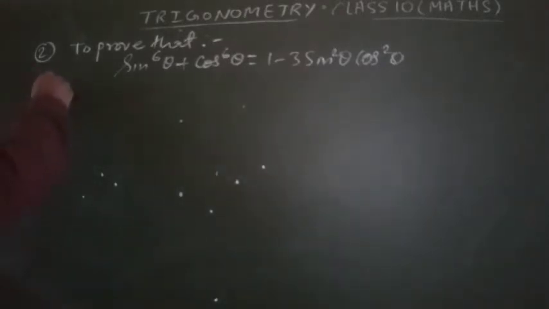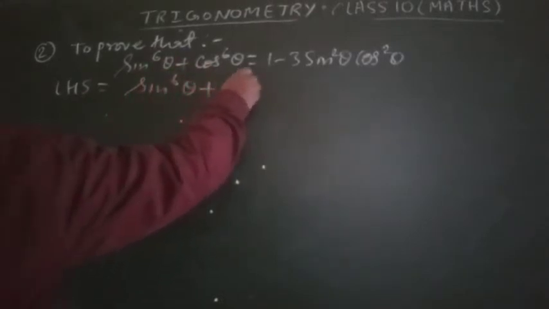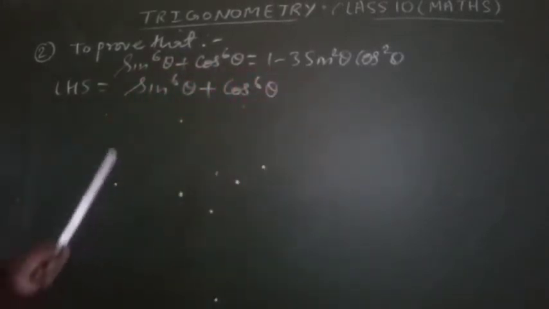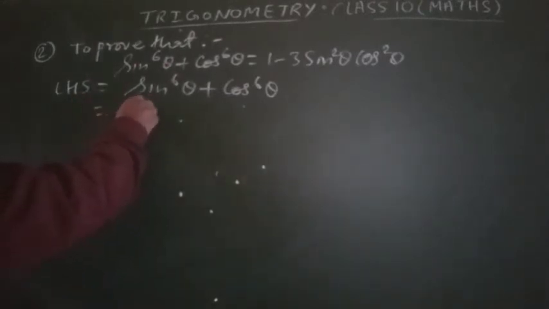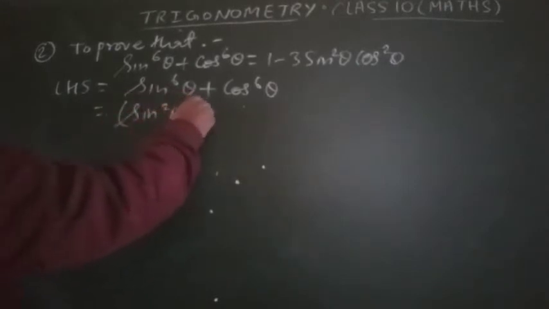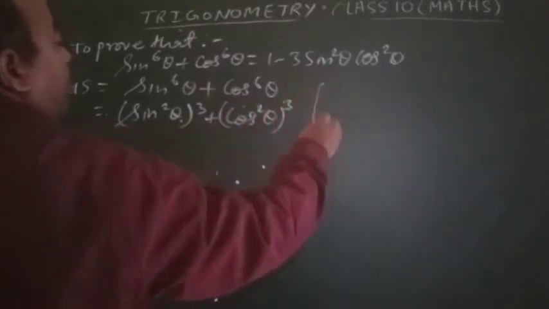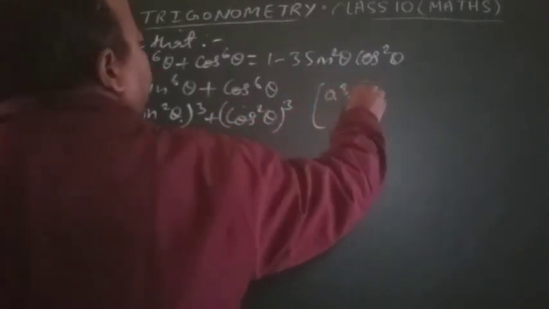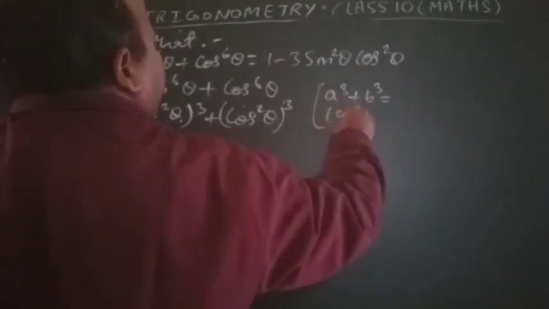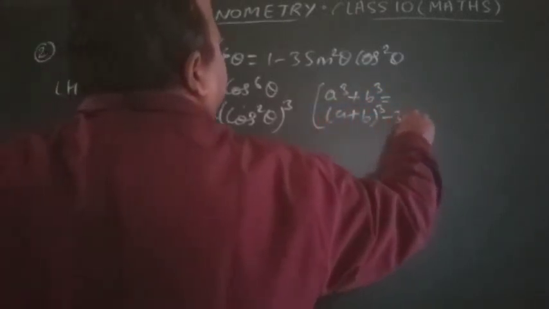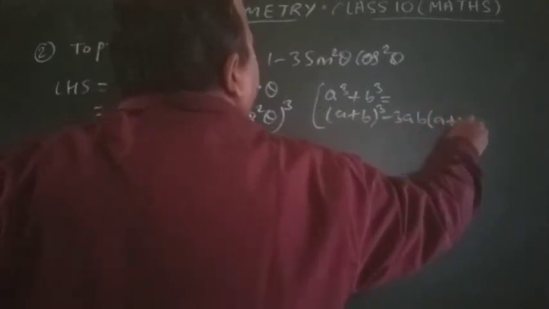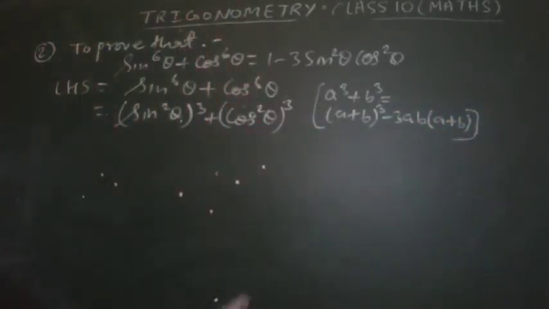Now the LHS: sin^6 theta plus cos^6 theta. So we can write it in a cube plus b cube form. Here it is (sin^2)^3 plus (cos^2)^3. Look at this. The a cube plus b cube formula is (a plus b) whole cube minus 3ab(a plus b).